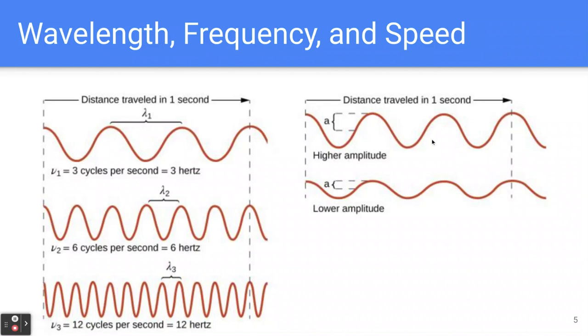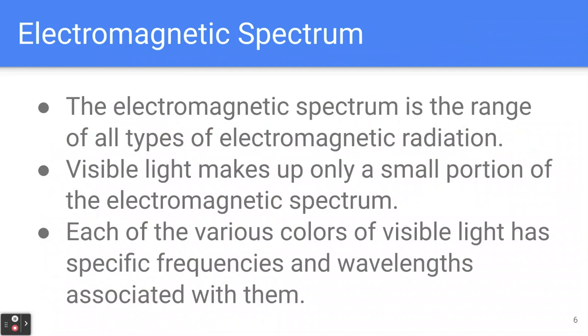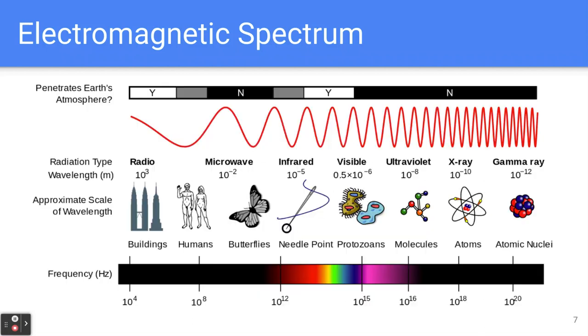On the right hand side, all that is showing you is different amplitudes. Amplitude is how tall that wave is from the middle to the peak. Now, we are going to talk about the electromagnetic spectrum here just for a little bit. The electromagnetic spectrum is a range of all types of energy that travel in the form of light. It's very odd because in our everyday life, we think of light as just being the light that comes from, for example, the sun, or from our TV, or from light bulbs. But in reality, the electromagnetic spectrum is so much larger.